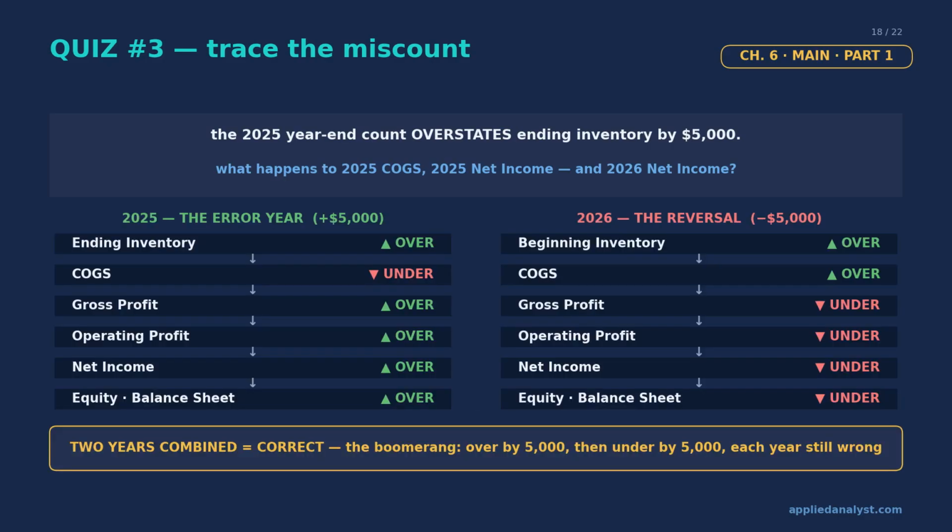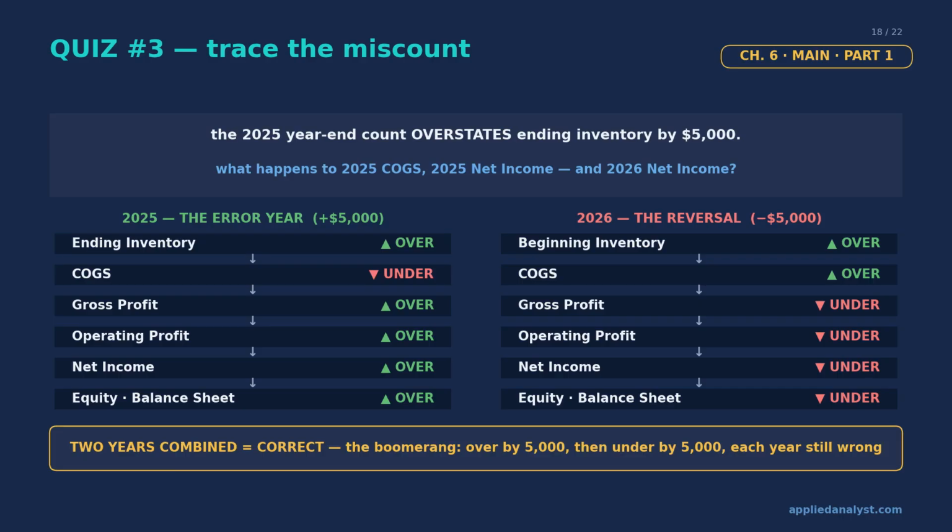2025, the error year. Ending inventory overstated by 5,000, so cost of goods sold understated by 5,000, so 2025 net income overstated by 5,000, profit looks 5 grand bigger than it is. Then, 2026, the reversal. That same 5,000 rolls forward and becomes 2026's beginning inventory, so now 2026's cost of goods sold is overstated by 5,000, and 2026 net income is understated by 5,000.